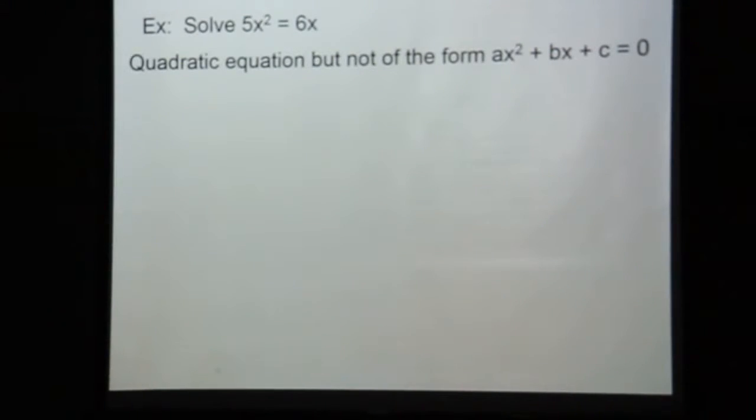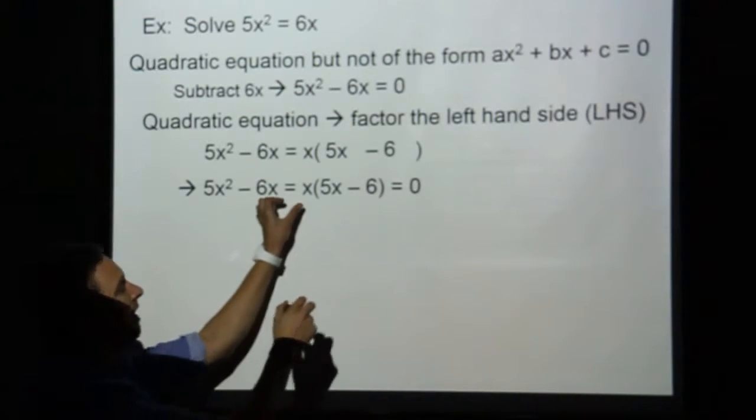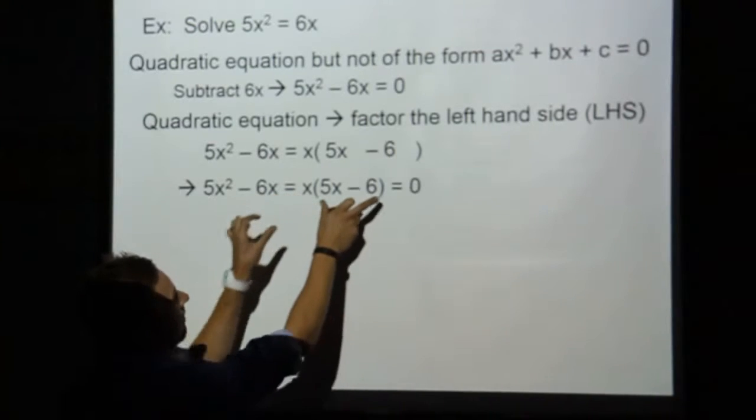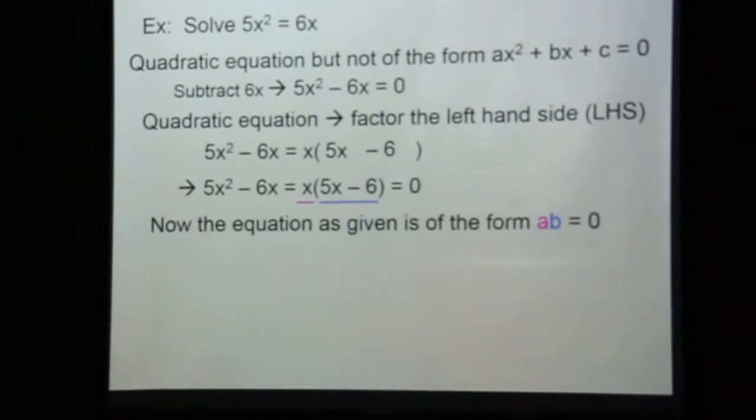Again, here's another one. This is not in the correct form. So we're going to put it in the correct form. You may notice that there's a greatest common factor here. So this is going to lead us down a different path. Right? So we're going to factor out that left side. We get x times 5x minus 6. You'll notice that this could be our a and this could be our b. If we multiply these two things together, one of them has to be 0. So I set them up like so.